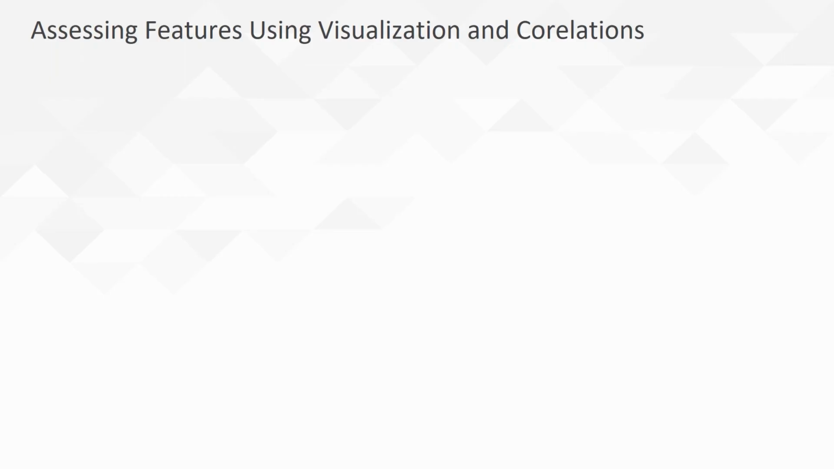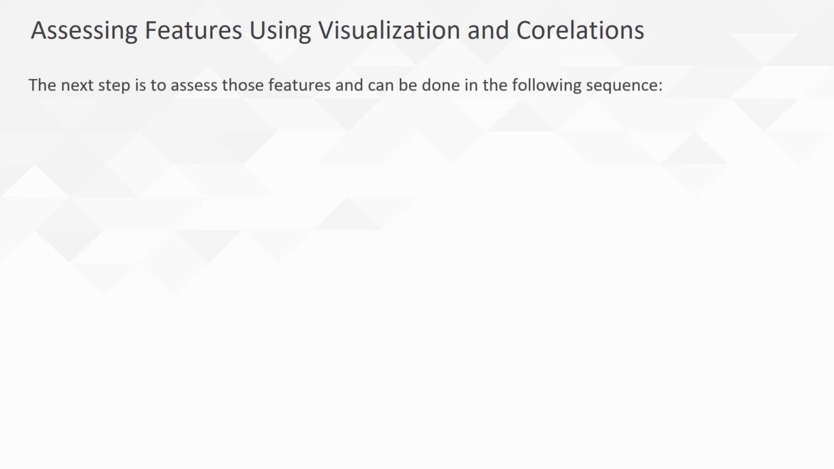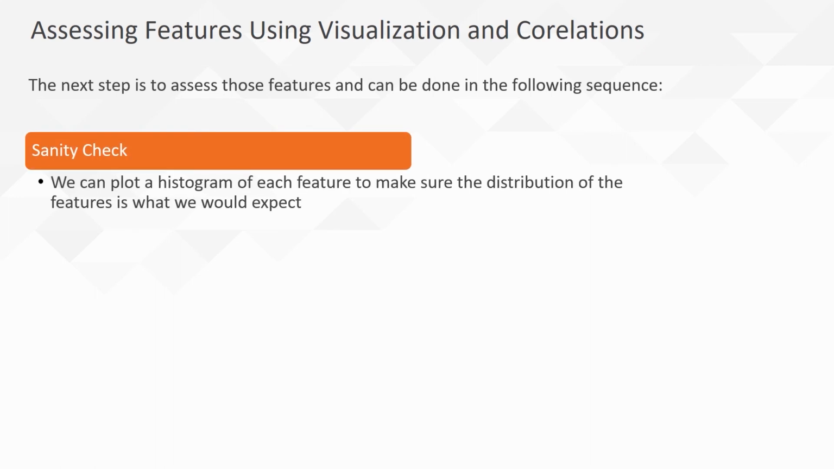Once we have our features of interest created, the next step is to assess those features, which can be done in the following sequence. First, we should do a sanity check of our features to make sure their values are what we would expect. We can plot a histogram of each feature to make sure the distribution of the feature is also what we would expect. This can often reveal unexpected problems with our data.